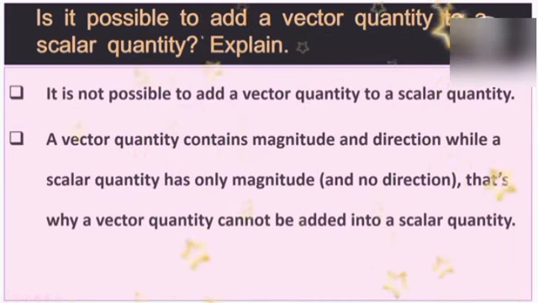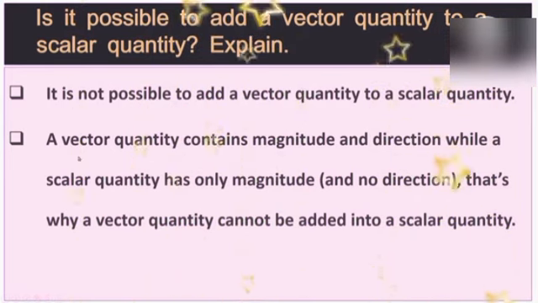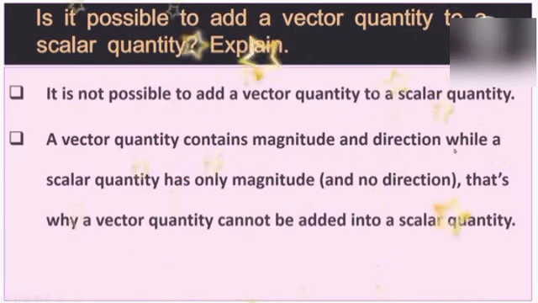Is it possible to add a vector quantity to a scalar quantity? Explain. It is not possible to add a vector quantity to a scalar quantity. A vector quantity contains magnitude and direction, while a scalar quantity has only magnitude and no direction. That's why a vector quantity cannot be added to a scalar quantity.